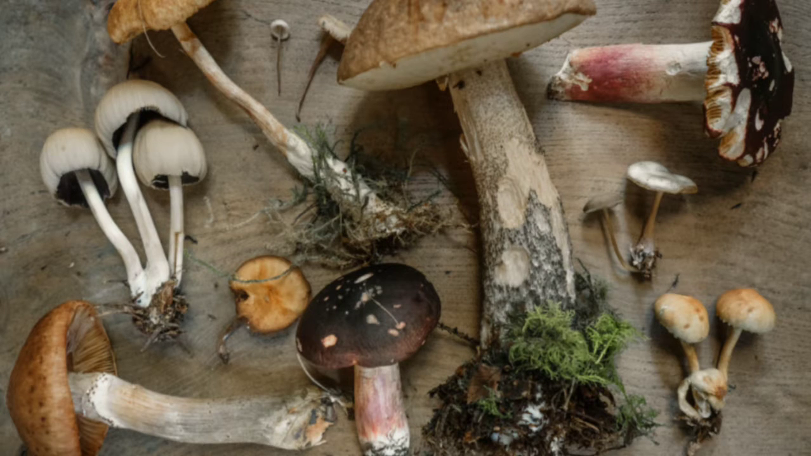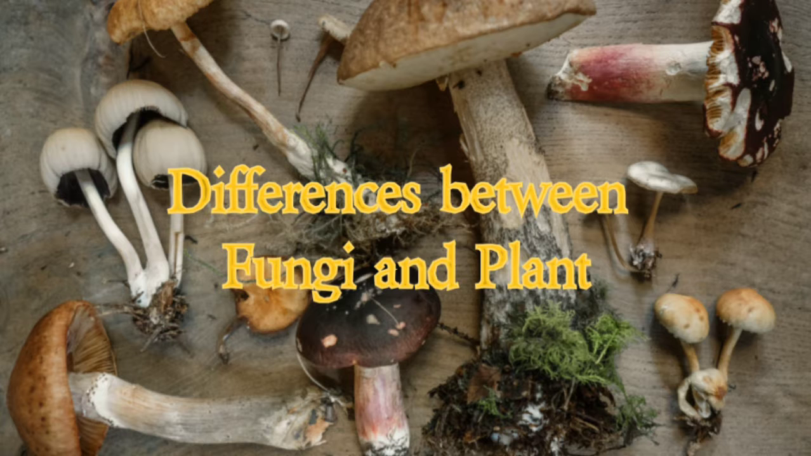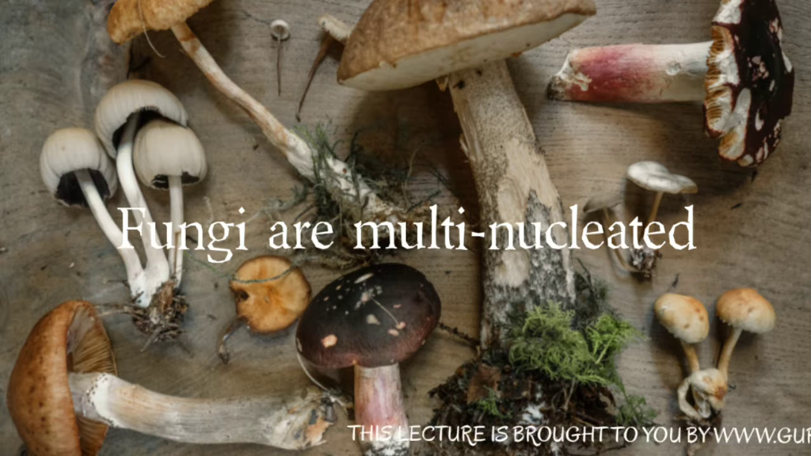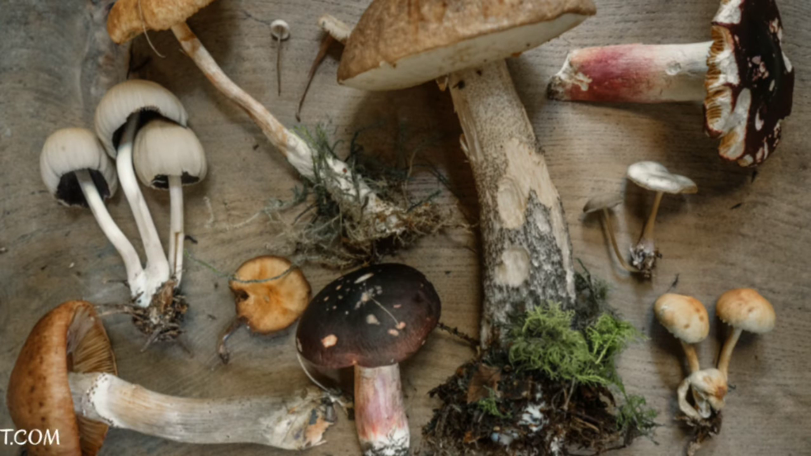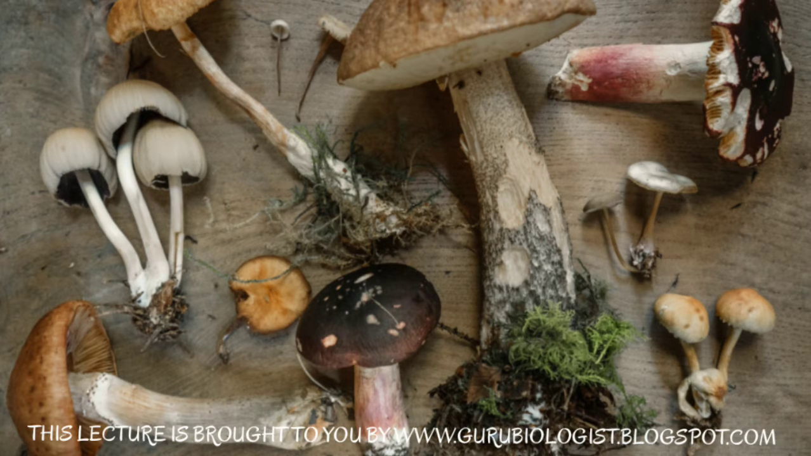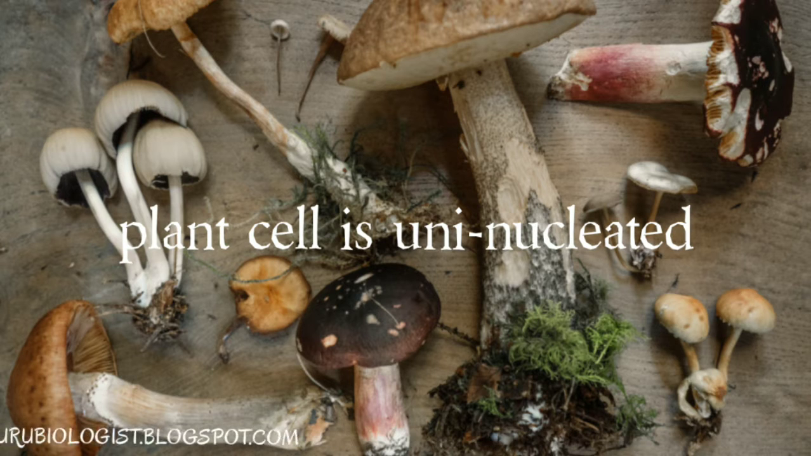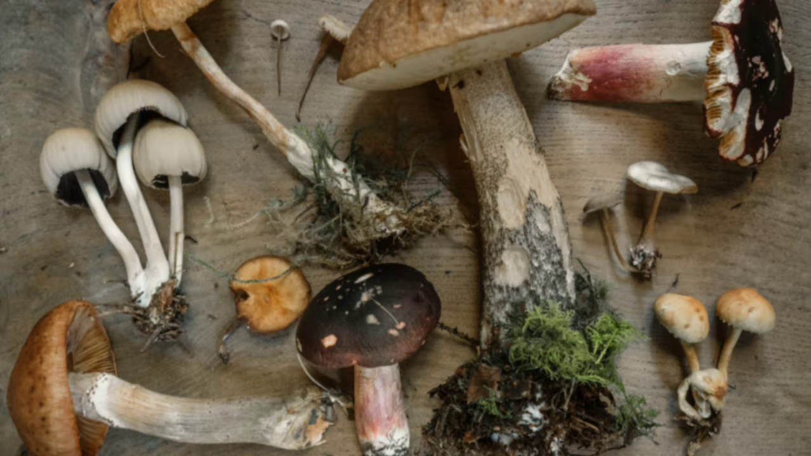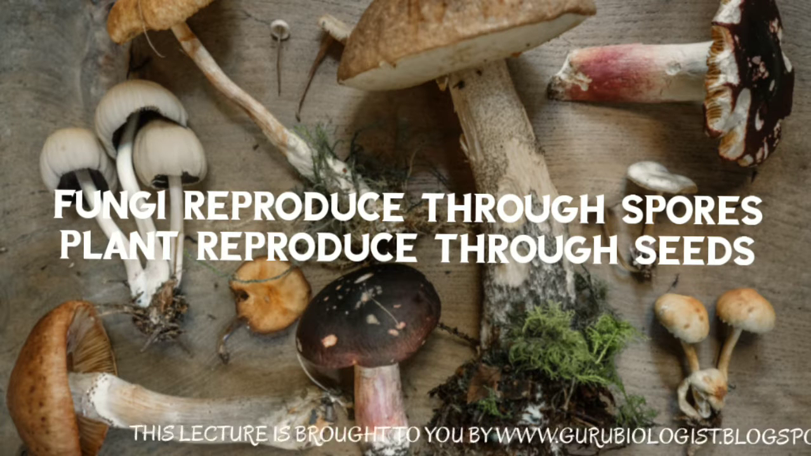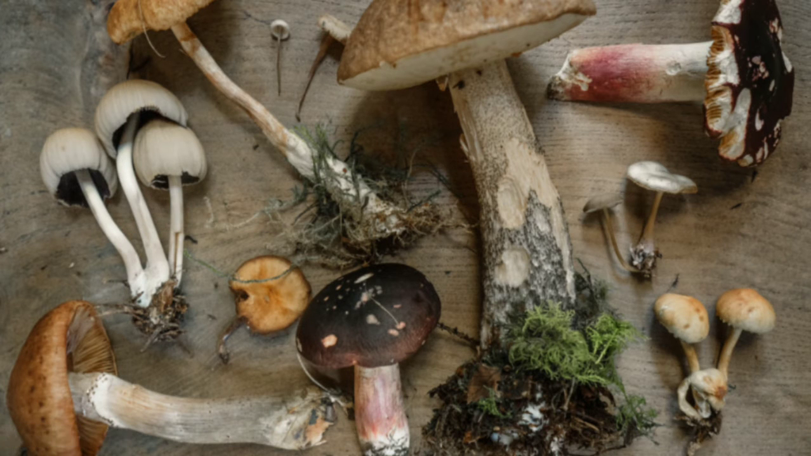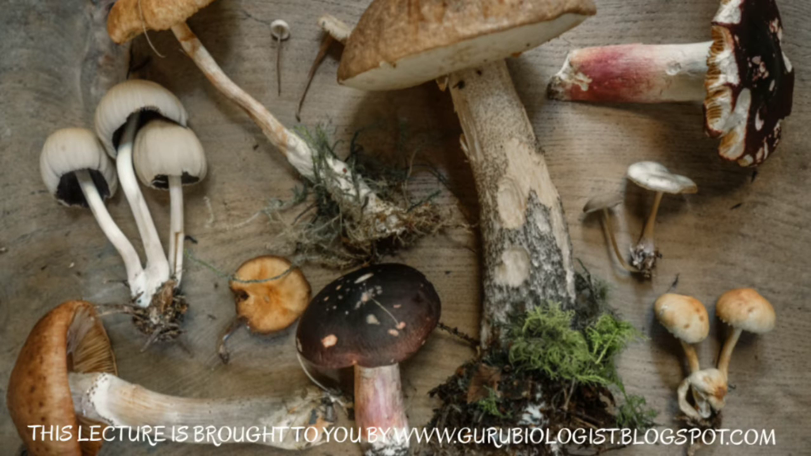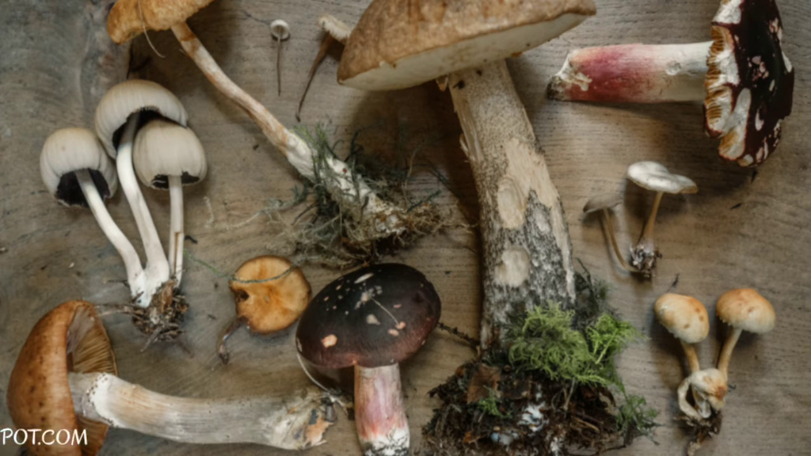The difference between the fungi and plants, green plants. Fungi are multinucleated, the cells are multinucleated, while the plant cell is uninucleated. Fungi multiply and reproduce through spores, while plants reproduce through seeds. The body of fungi are filamentous, while the body of plants are made of a variety of cells leading to tissue types and organs.